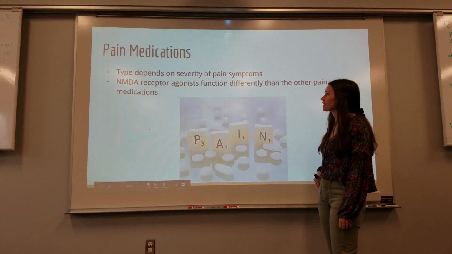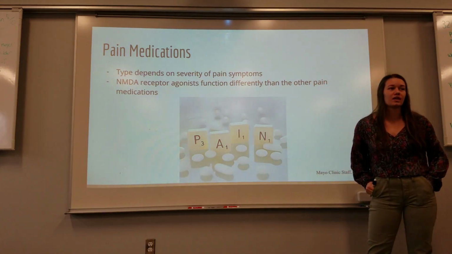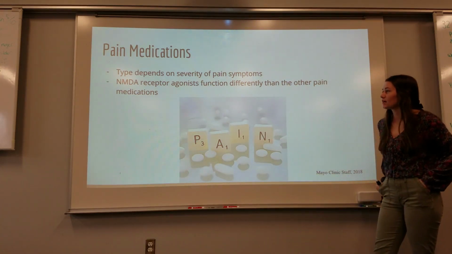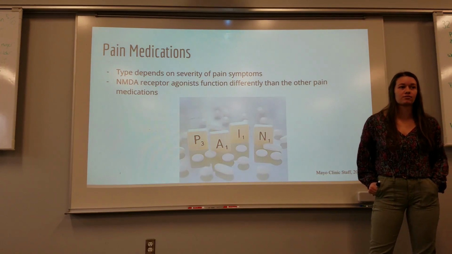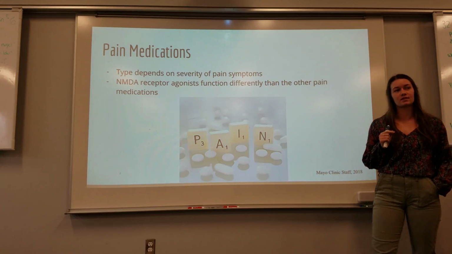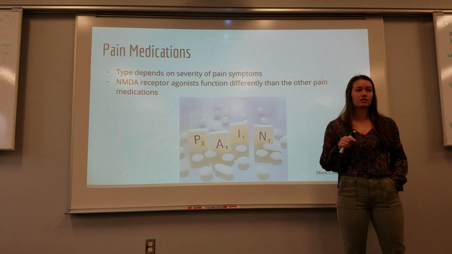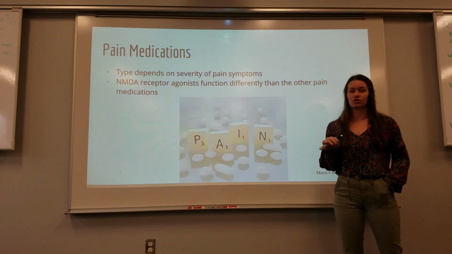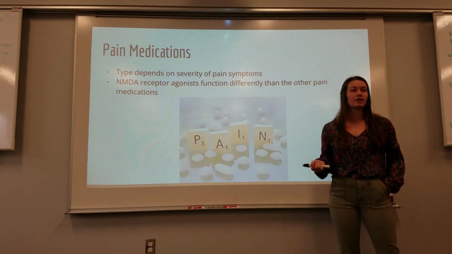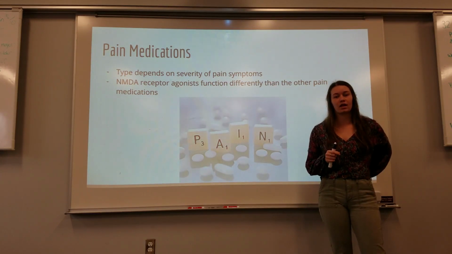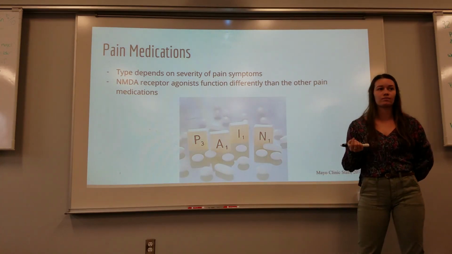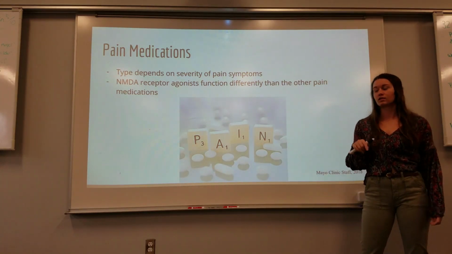So, more in depth on the pain medications, we talked about the antidepressants and anticonvulsants, but the NMDA receptor antagonists actually work differently. They function directly on the central nervous system, and they block the area in the central nervous system that is processing those pain signals sent from the periphery. And they also work to block glutamate, which is a necessary molecule for making new pain signals.